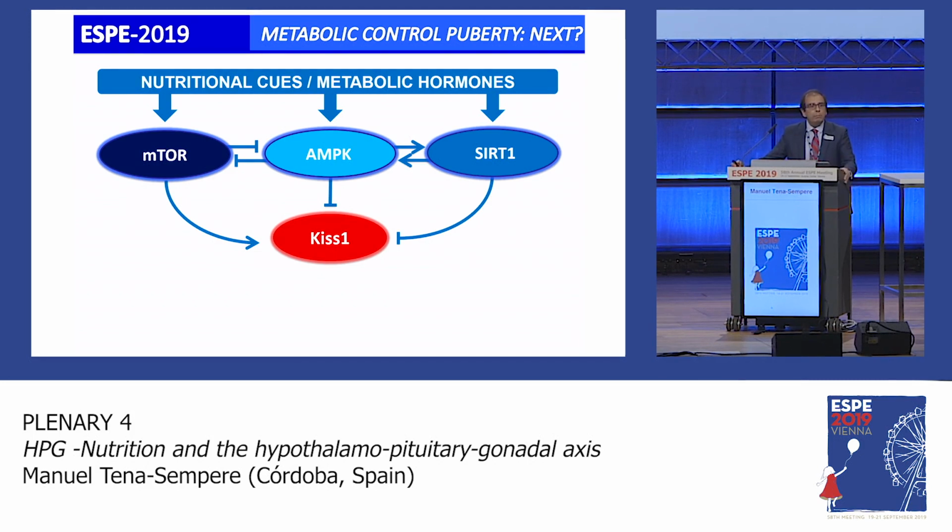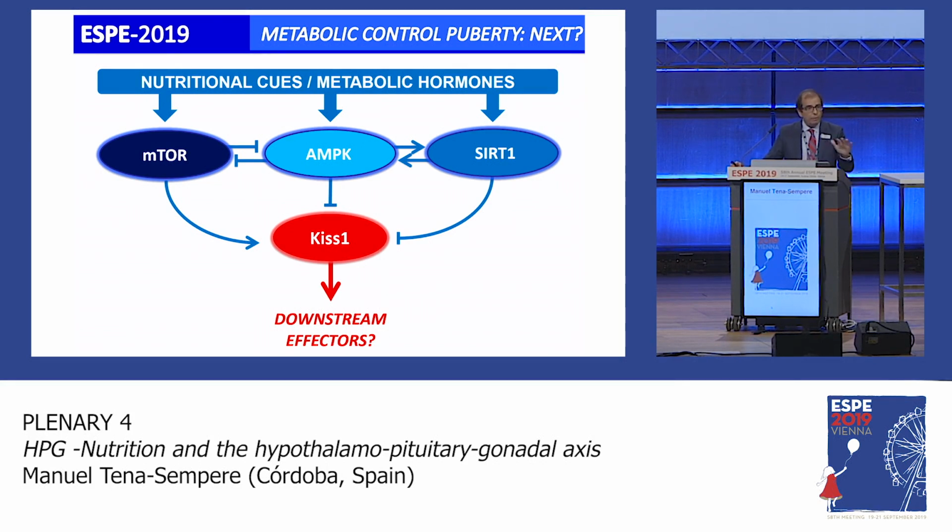But the final part of my talk I would like to dedicate to some related lines of research in my laboratory, which try to address not what is upstream of KISS1, but rather what is downstream of KISS1. In other words, how these changes in KISS1 are transduced into changes in pubertal onset. So we are trying to understand how downstream effectors are operating and transmitting the information from KISS1 neurons to GnRH neurons and other pathways leading to pubertal onset.